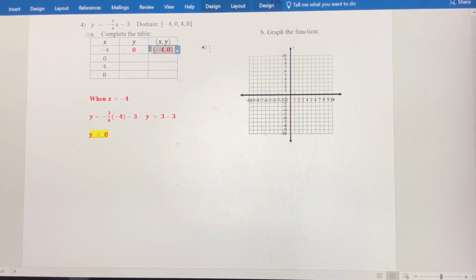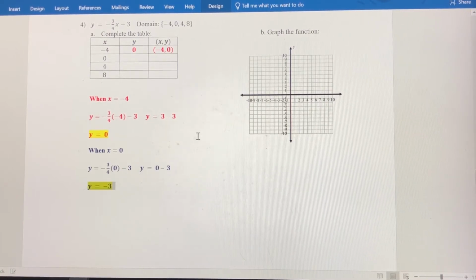All right, when we plug in 0, so when x equals 0, we get -3/4 times 0, which is 0. 0 minus 3 is going to be -3. So when x equals 0, y equals -3, so my ordered pair is 0, -3.